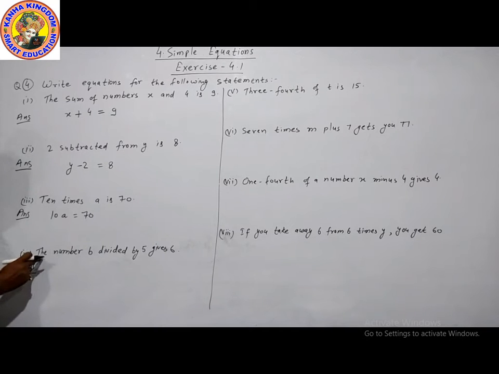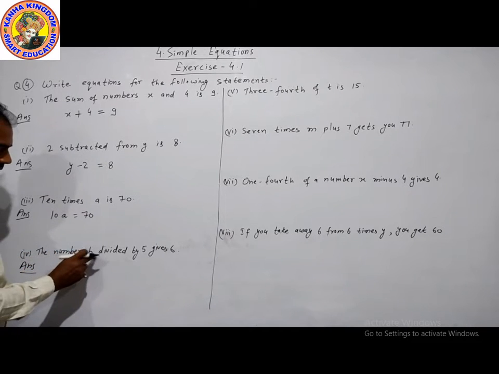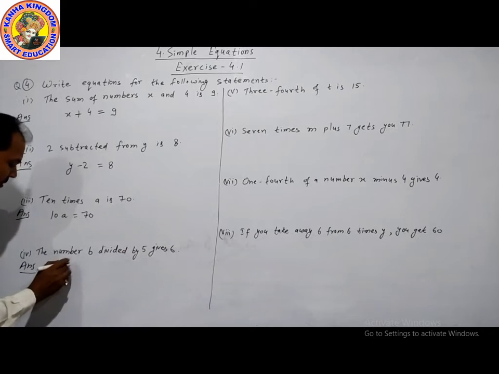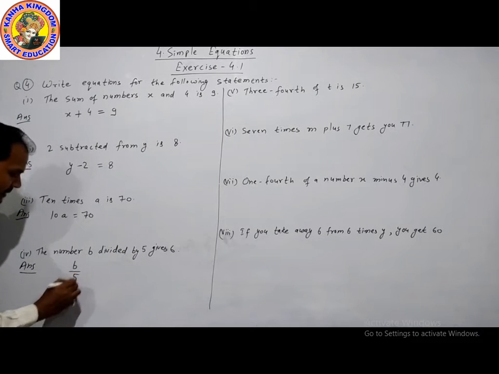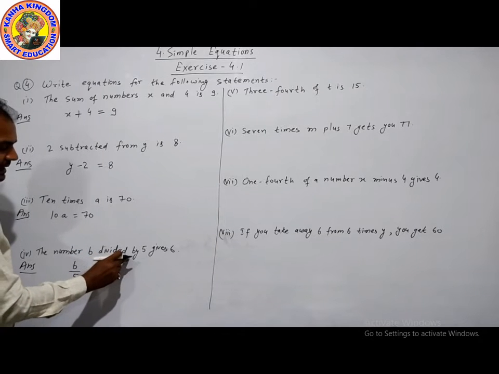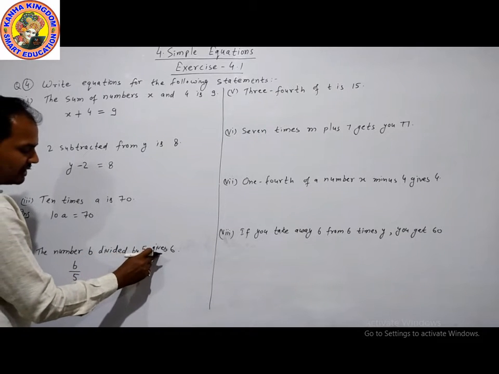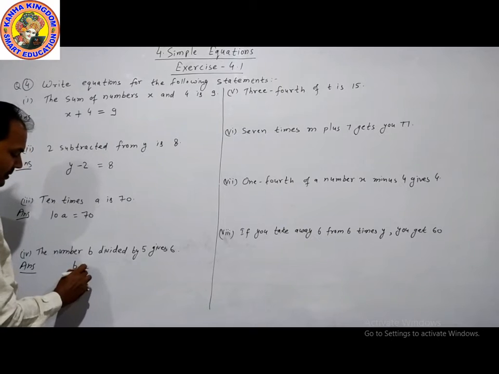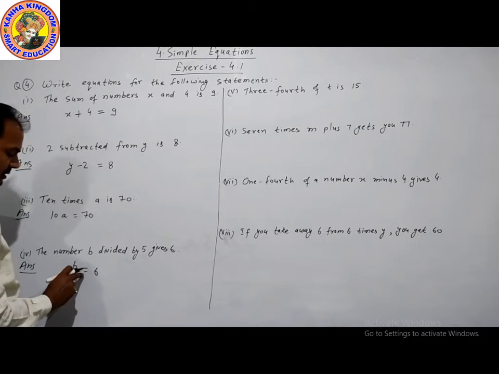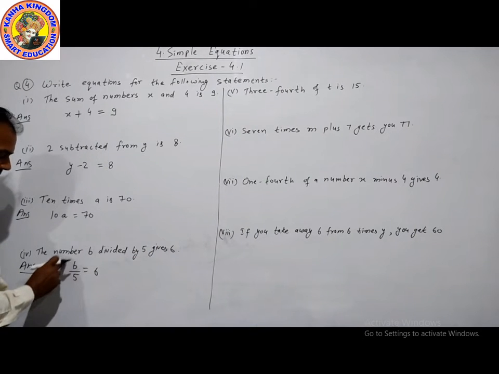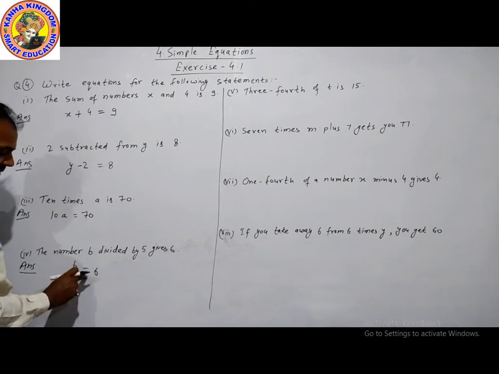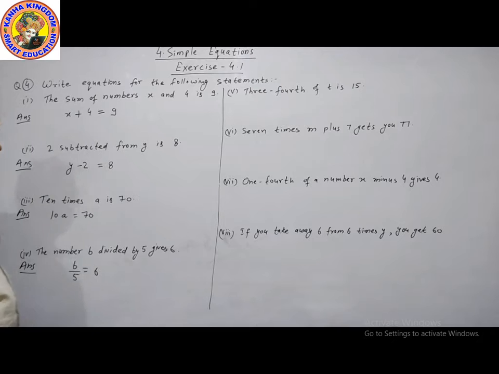Now the next one is the number b divided by 5. b is divided by 5. b divided by 5 gives the answer 6, means equal. The answer gives 6, meaning after division we get 6.